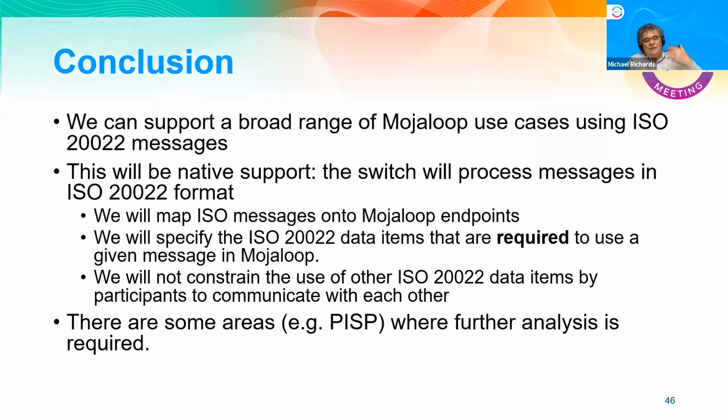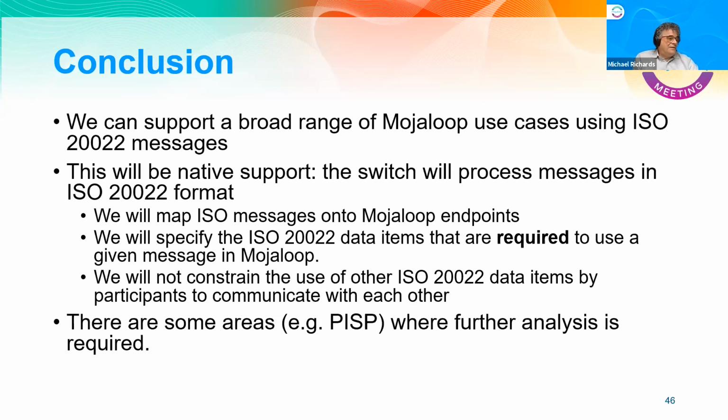And there we go. So what's our conclusion? First of all, we can support a broad range of Mojaloop use cases using ISO 20022 messages with relatively small changes. Second, this is going to be native support. The switch is going to process messages in ISO 20022 format. We will map ISO messages onto the existing endpoints. We will specify the ISO 20022 data items that are required in order to use a given message in Mojaloop, but we won't constrain the use of other ISO 20022 data items for participants to communicate with each other.